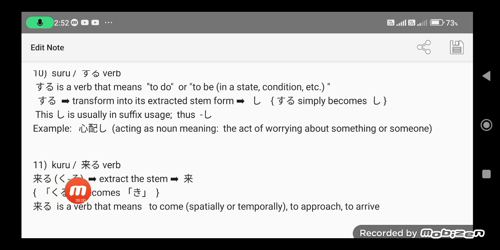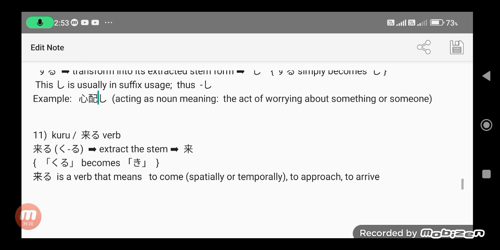So like suru, we don't say suri. In that suru, we say shi. But in kuru, the extracted stem or the mass stem or extracted form of the kuru is simply ki. The kuru becomes ki. So kuru is a verb that means to come, either in a nuance of spatially or temporally. To approach, to come, to approach, or to arrive.